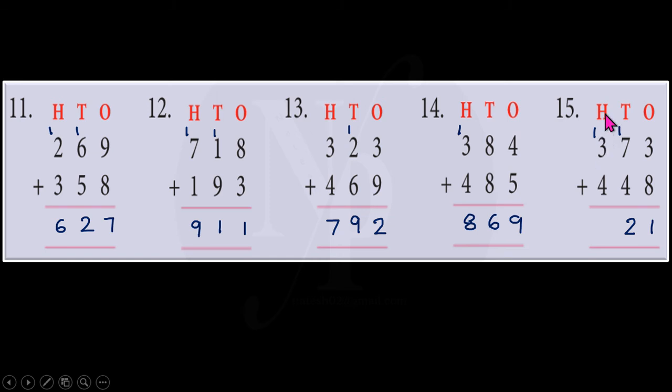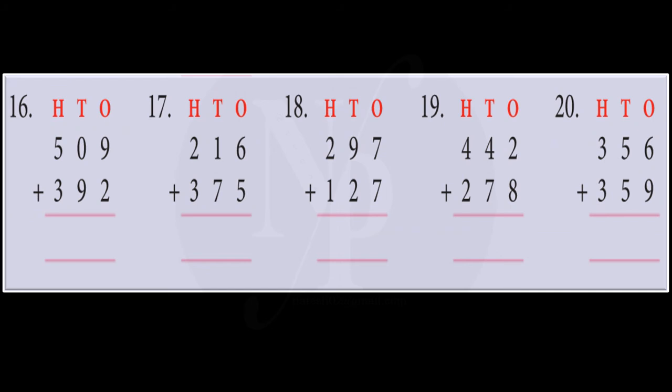So now we add the digits in hundreds column. 1 plus 3 is 4, 4 plus 4 is 8. So I write 8 in hundreds column here. Therefore, 821 is the sum of 373 and 448. We have 5 more questions to be solved in this exercise now. Question number 16.